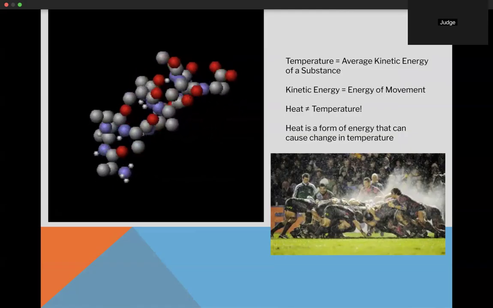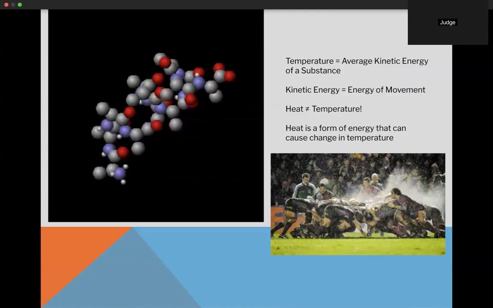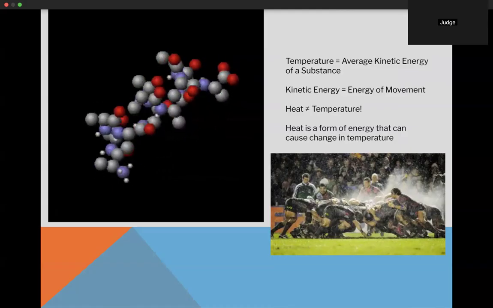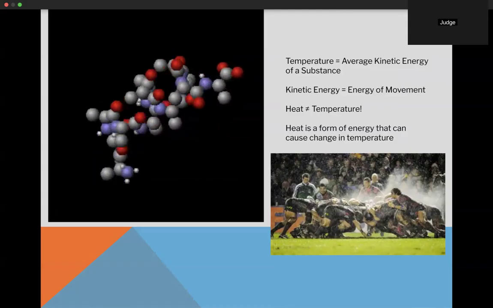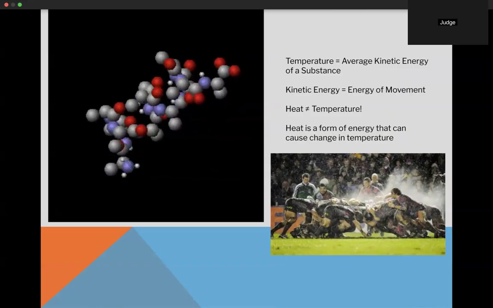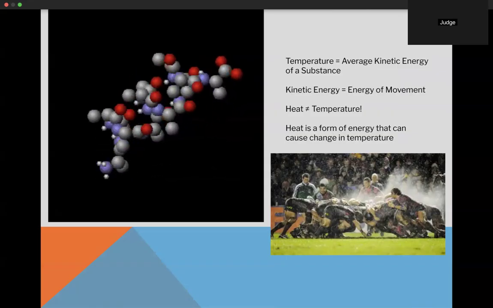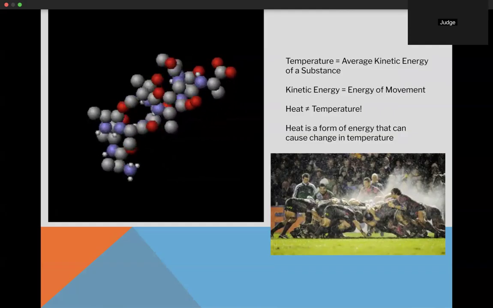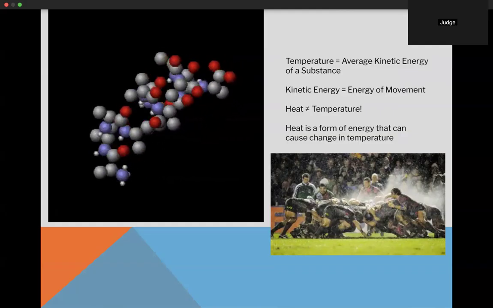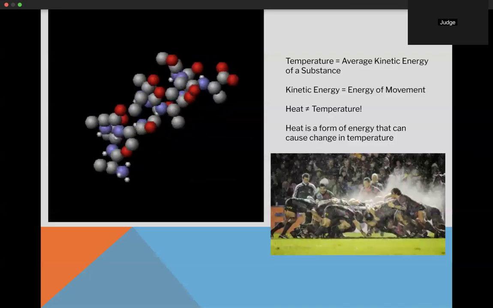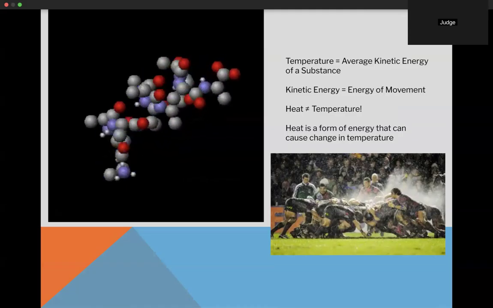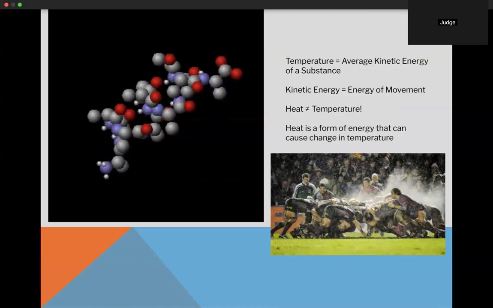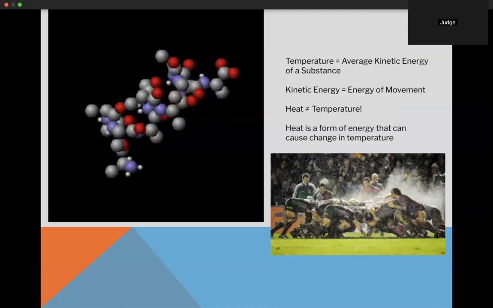The fancy way of saying this is that temperature is the average kinetic energy. Kinetic energy is the energy of movement. Okay? Heat's not equivalent to temperature. Heat's a different form of energy that you can invest to change the kinetic energy. So think of it like, if I hit you with heat, I can make you move. If I invest heat energy, then I can actually increase your kinetic energy. I wouldn't say that my hitting you is the movement. Your movement is the movement. But my hitting into you can change your movement.